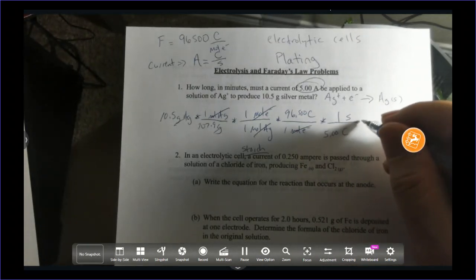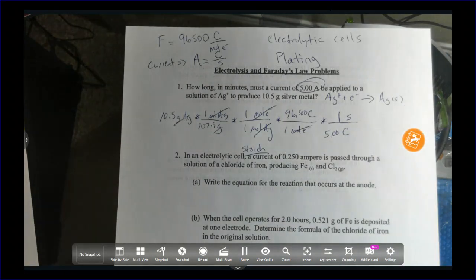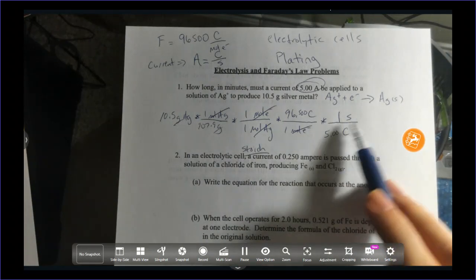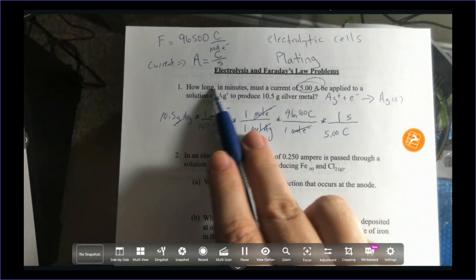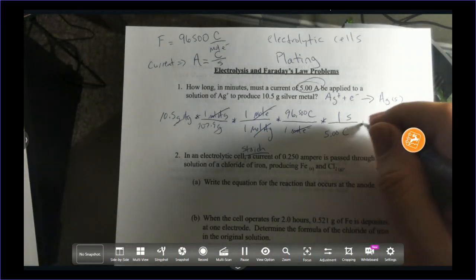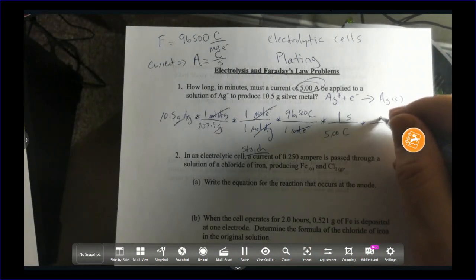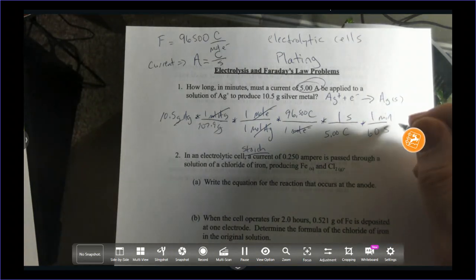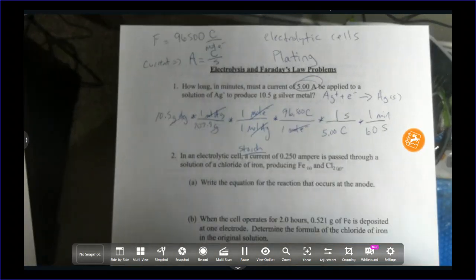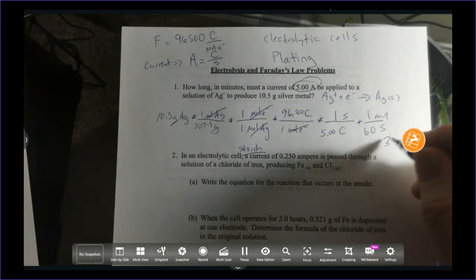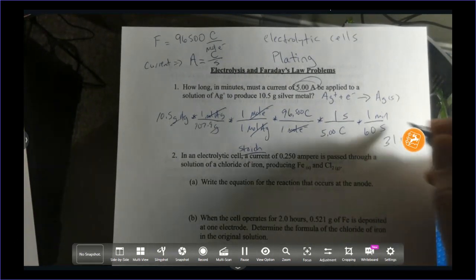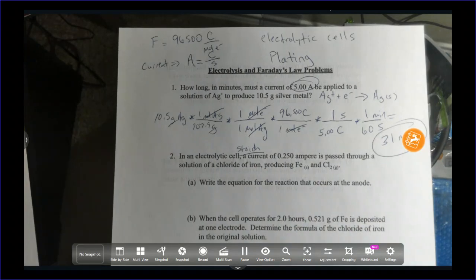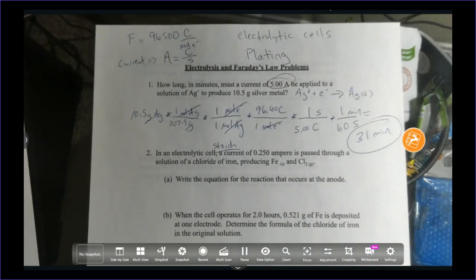That's the application of my current. All right, so one more thing to this problem. Sometimes we may be able to stop there, but it did say how long in minutes. So this is just a little extra add-on here to go from seconds to minutes. 1 minute is 60 seconds. And so we worked that out, round it to 2 sig figs, 31 minutes is how long you have to pump 5 amps into this solution.